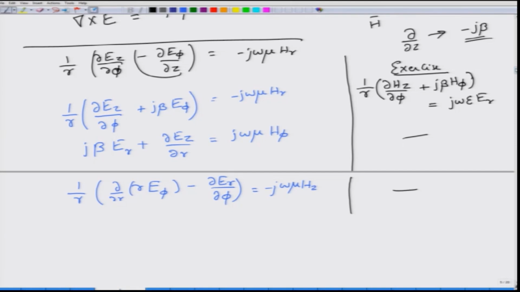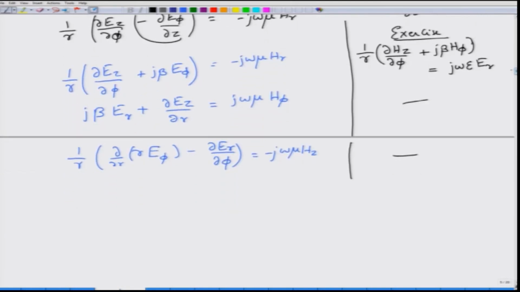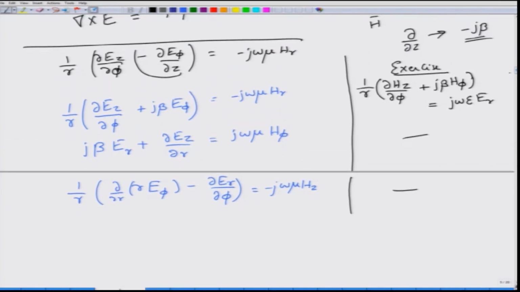What you do in the next step is that you need to express ER, E phi, HR, H phi in terms of Ez and Hz.